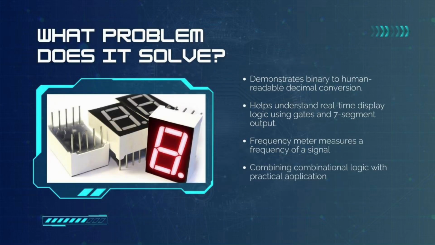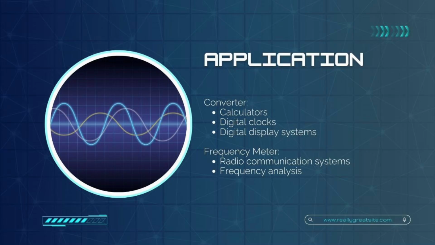This project addresses the challenge of converting binary data, which is common in digital systems, into a decimal format that is easily readable by humans. It is particularly useful for understanding how real-time displays work in embedded systems. By adding a frequency meter, we applied our design to a real-world scenario, measuring and displaying frequency values using digital logic. In real-world applications, frequency counters play a critical role in monitoring signal properties in embedded and digital systems.